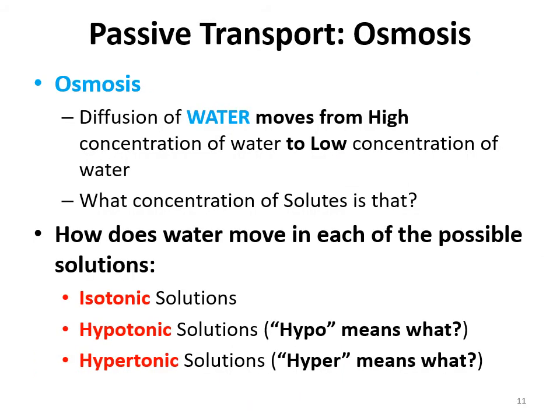Now, that kind of passive transport was focusing on the movement of solutes, meaning the particles dissolved in water. But you can also have movement of water itself. And the diffusion of water itself has a special name, which is osmosis. And so osmosis is when water moves from a high water concentration to a low water concentration.